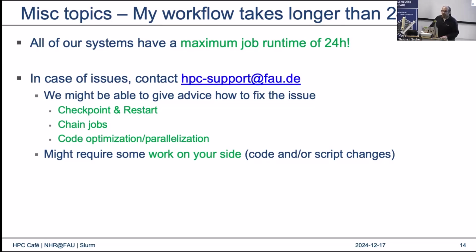It will involve some work on your side, like adding checkpointing and restart, or chain jobs or something like that. So it might be minor changes in your shell script or bigger code changes in your application. It really depends on the application you run. It can also be part of code optimization and parallelization. So if we can tell you, if you write this algorithm like that, then you will be finished in 24 hours and don't take 3 days. So it might require some work on your side. But also it might be that we do something to make it work if it's some exceptional case.